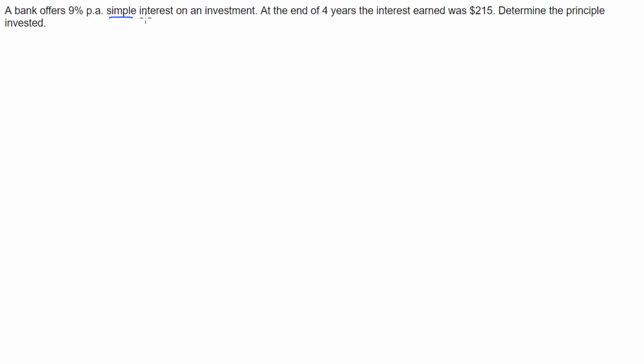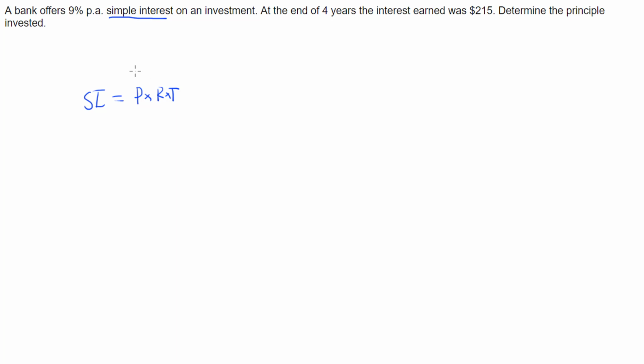So let's have a look-see. We've been asked to do simple interest. It's a simple interest investment. So let's have a look at our simple interest rule. Our simple interest is our principal times our rate times our time. But in this case, we've been given that simple interest and we've been asked to work out the principal.